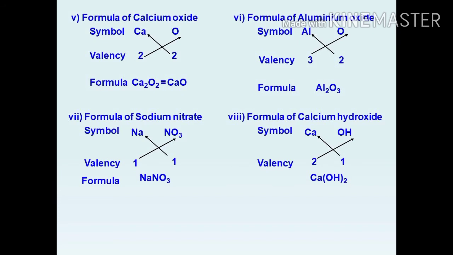Then formula of sodium nitrate, NaNO3. Valency for both is 1 and 1. Sodium is the positively charged particle, NO3 is negatively charged. So the negatively charged particle should be written on the right side, and the positively charged particle on the left side. The formula is NaNO3. Formula of calcium hydroxide. Calcium is the positively charged particle, valency 2. Hydroxide is the negatively charged particle, valency 1. What's the formula? CaOH2.